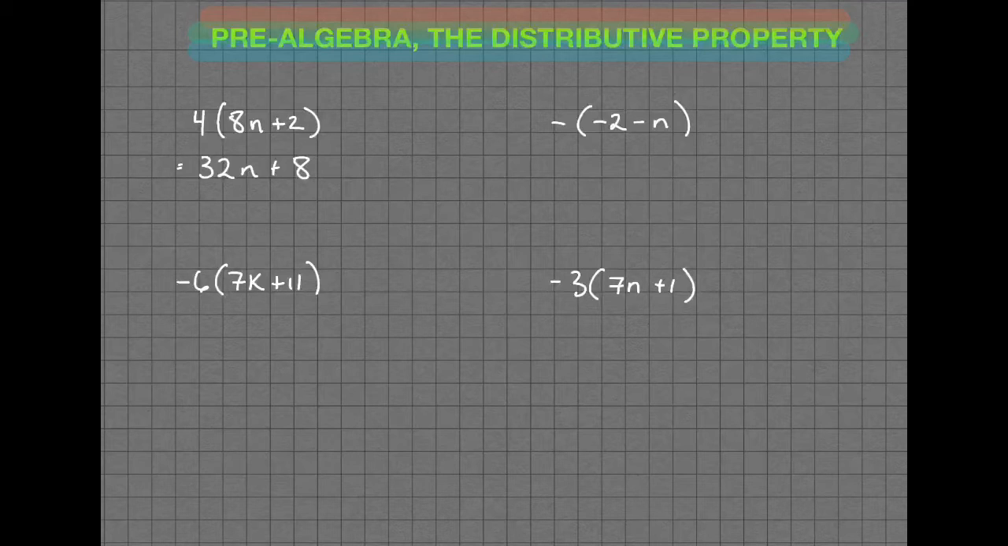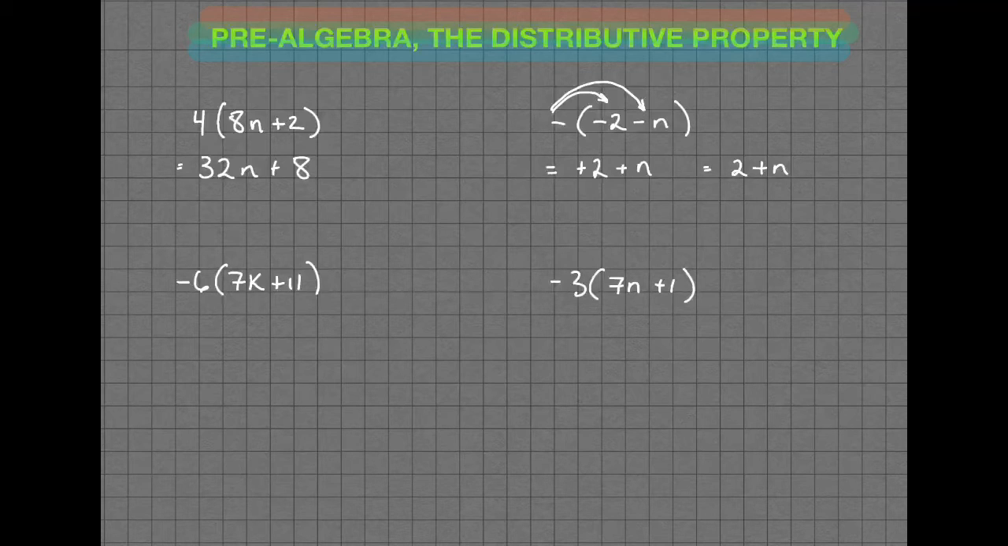Okay, so negative 1 times negative 2, and then negative 1 times negative n. So negative 1 times negative 2 gives us a positive 2. And negative 1 times negative n gives us a positive n. So we get our answer as 2 plus n.